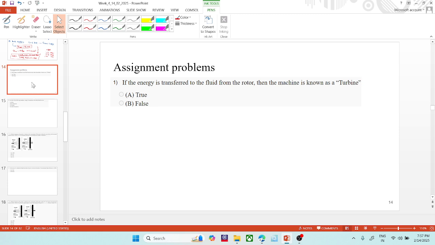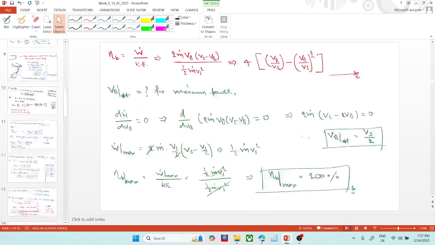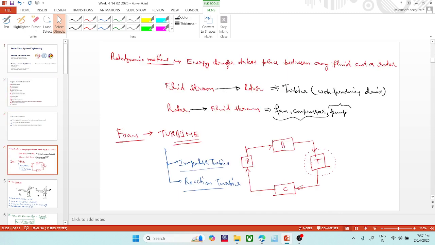Okay. So what does this first problem say? If the energy is transferred to the fluid from the rotor, then the machine is known as a turbine. This statement is not correct. In the first slide, I told that when the energy supply takes place from the fluid stream to the rotor, then it is called a turbine. And when it goes from the rotor to the fluid stream, then it is called either a fan, compressor, or pump.